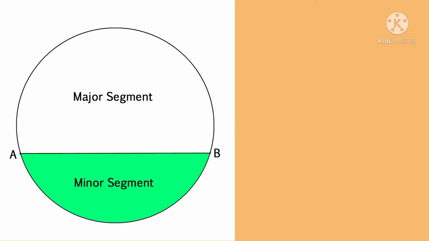The next one is segment. So what is segment? How segment is formed? The region between an arc and a chord of a circle is called segment. Here you can see in the diagram there are two parts and one is smaller than the other. So the smaller region is called the minor segment and the bigger region is called the major segment.